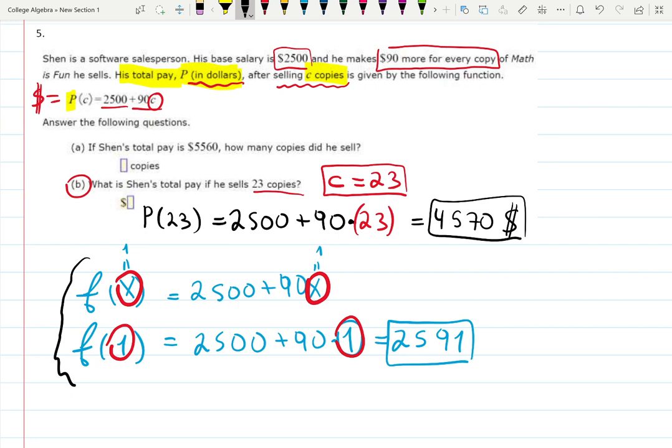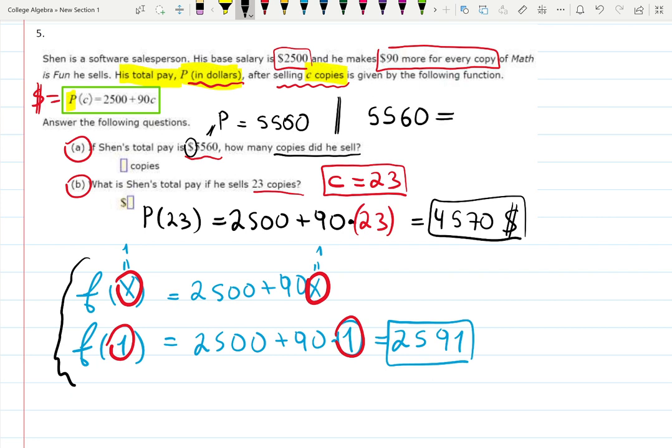Doesn't really matter. Now, what is happening with A? Question A tells me that Shen's total pay for that month was $5,560. How many copies did he sell? So now we don't know C. You see this dollar sign, which gives you a hint that P is given. P is 5560, right? So for question A, the left-hand side of this equation is given, and they ask us to solve for the right-hand side, for C, for the unknown.